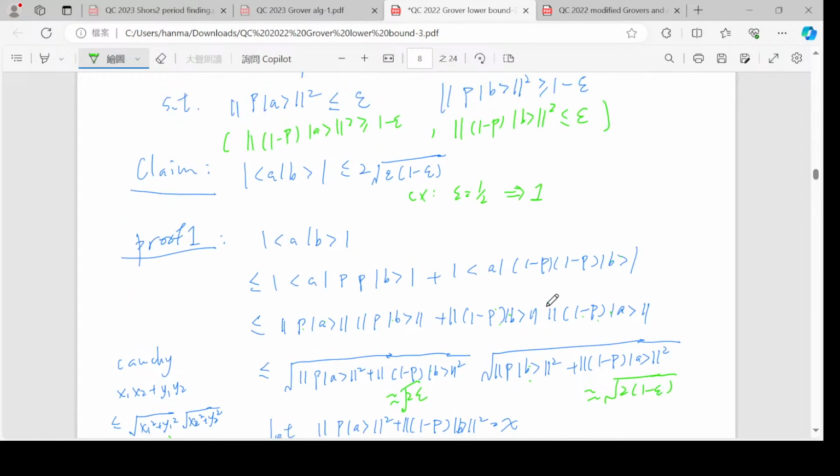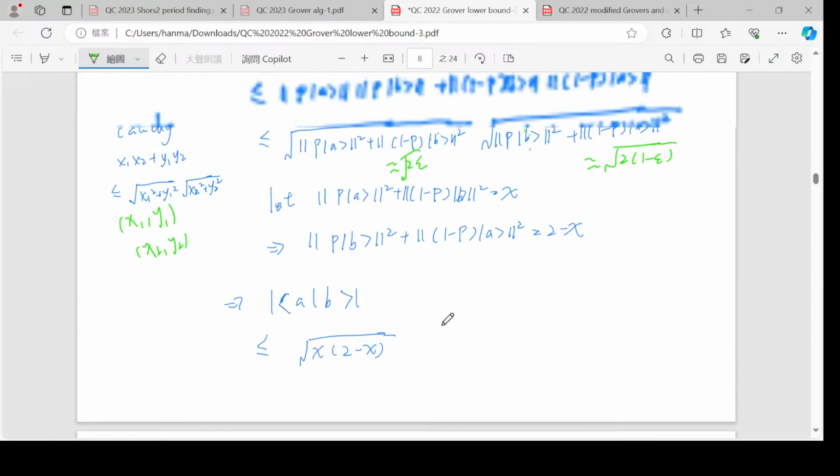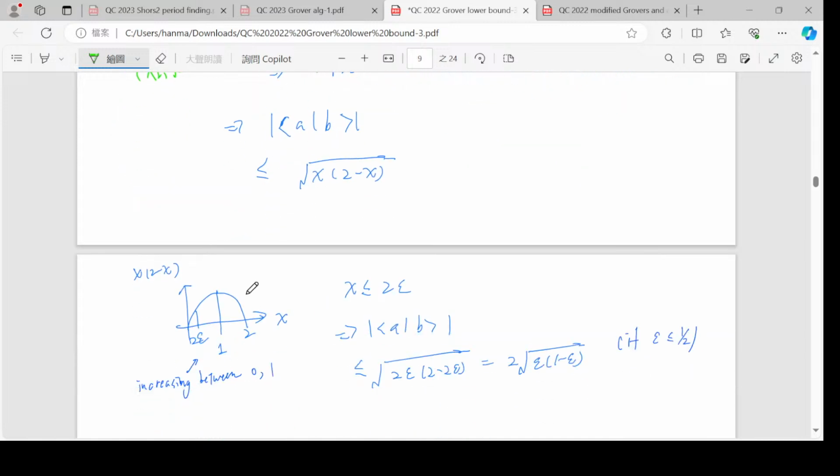So let's say this sum is x. Then by the relationship up here, this other sum will be 2 minus x, because this plus this equals 1 and this plus this equals 1, so the sum of those four terms should be 2. So the inner product here is the square root of x times 2 minus x. Then we just need to show that this thing is monotone.